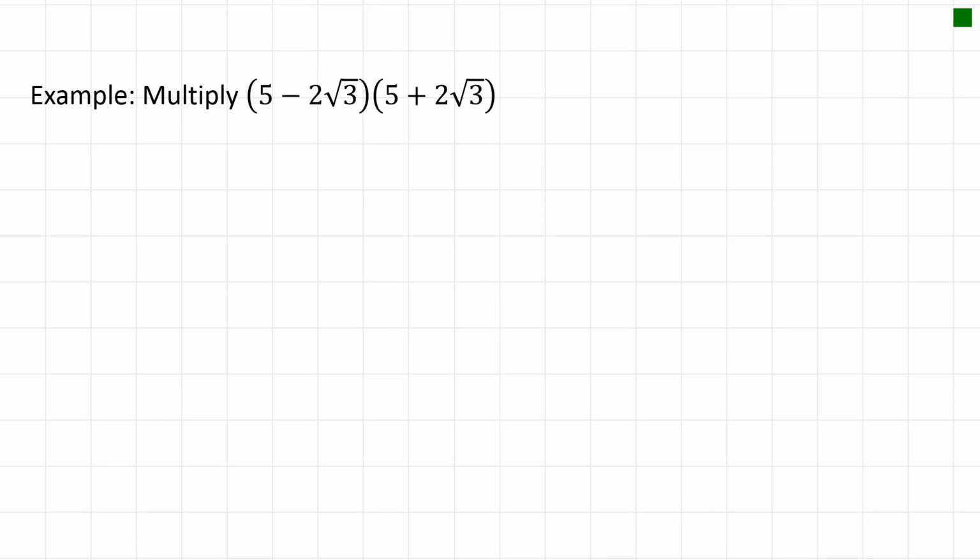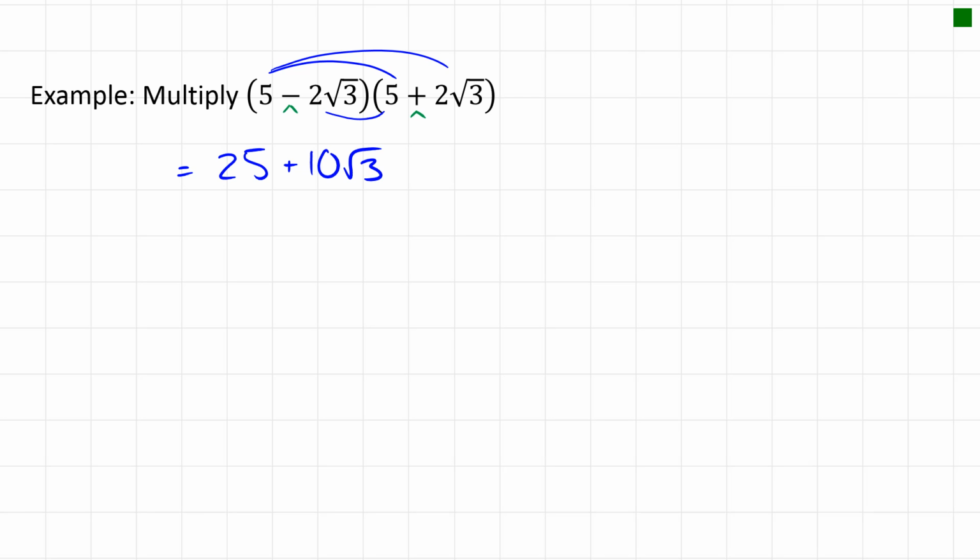I want to show you one more example where we multiply two radicals where the brackets are almost the same except that the signs between the two terms in each bracket are opposites of each other. And I just want to show you what happens when we do this. So we're going to FOIL and do 5 times 5 is 25. And then 5 times 2 root 3 is plus 10 root 3.